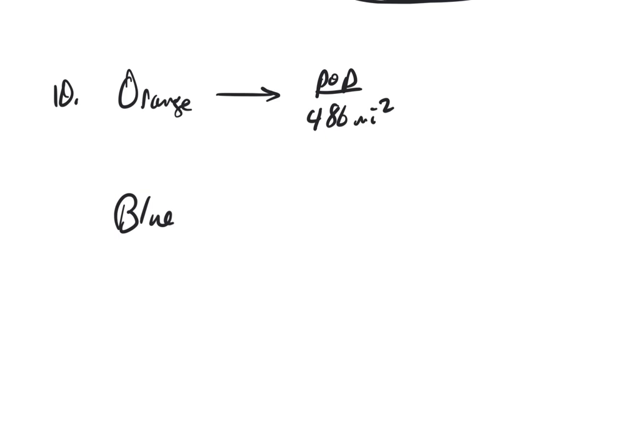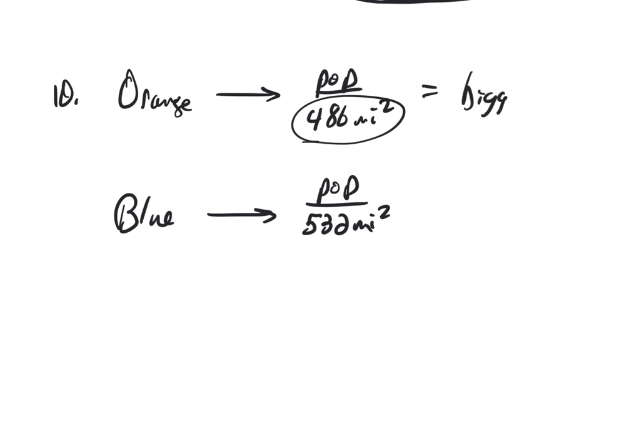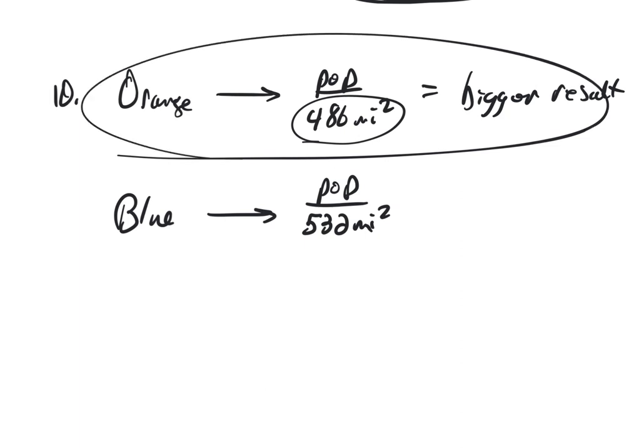Well, I hope that's pretty obvious. It's going to be the orange, because if they have the same population, with the orange we're taking whatever the population is and dividing by 486 square miles. Well, in the blue island, we're taking the population and dividing by 532 square miles. And when we divide by a smaller number, we get a bigger result. So the one with the higher population density is going to be the orange island.